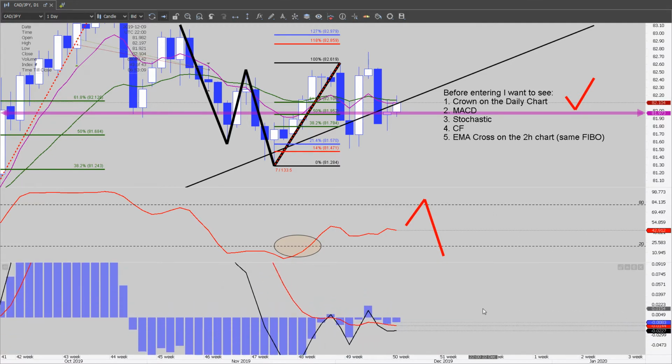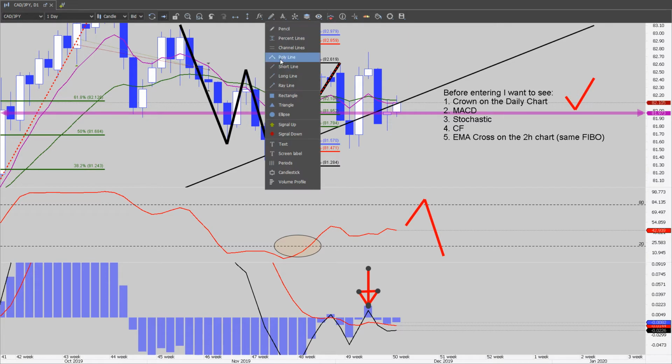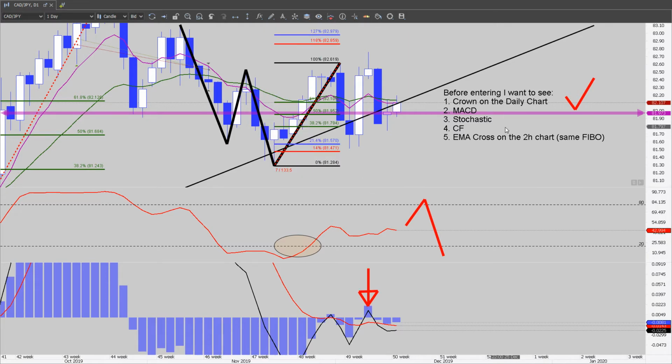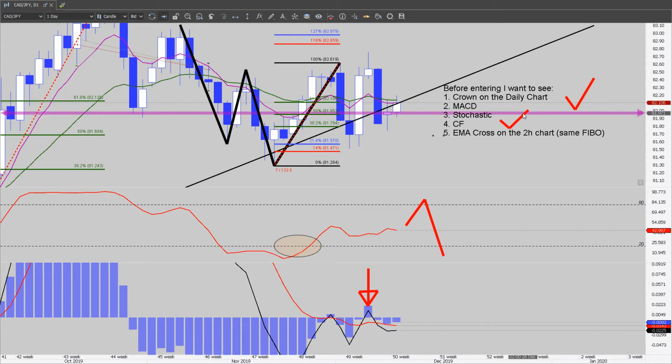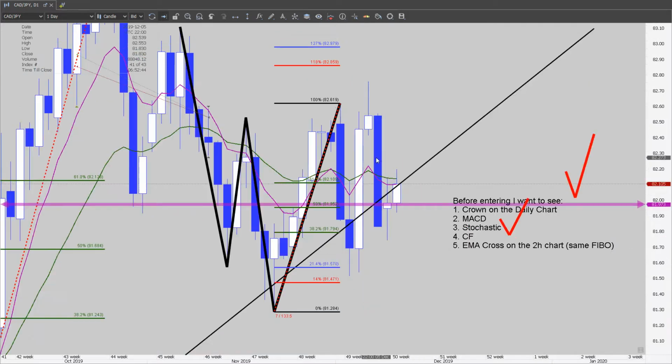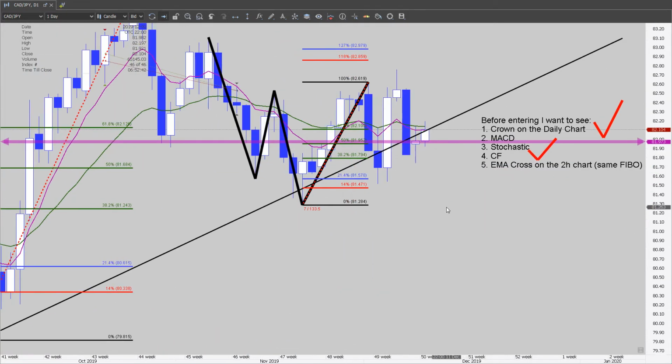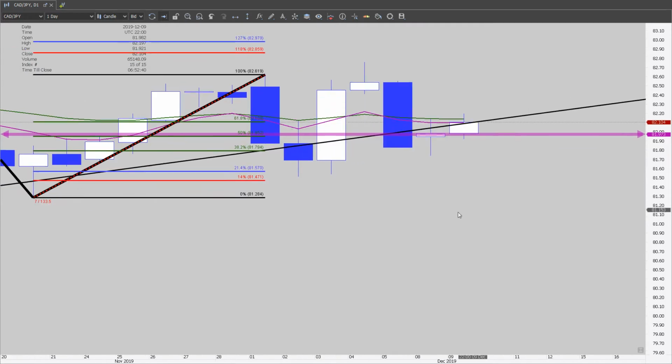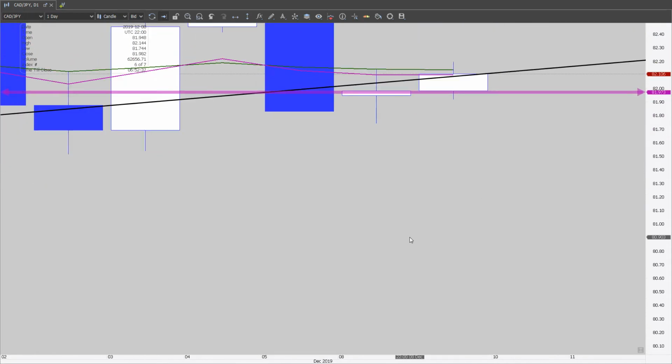Not the best, because we are in December and volatility is slowly slowing down, but I had a signal to enter here, right? The black line crossed the red line. Candlestick formation, well, check on the day that the MACD crossed, right?